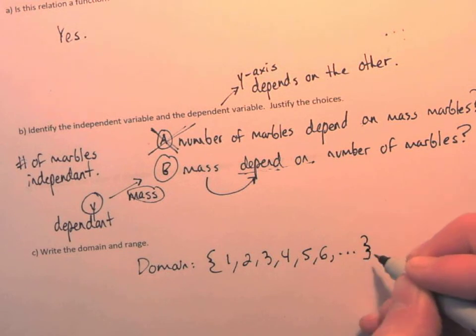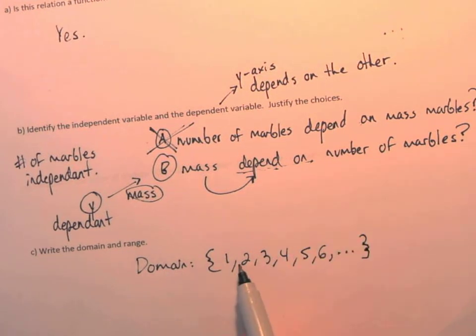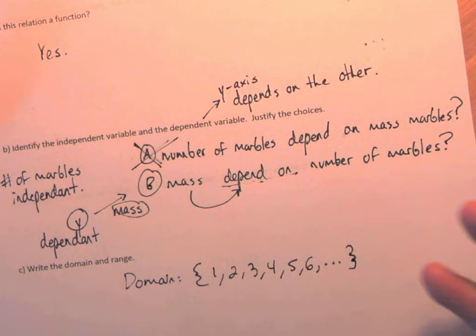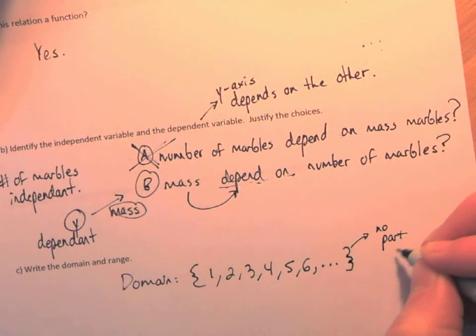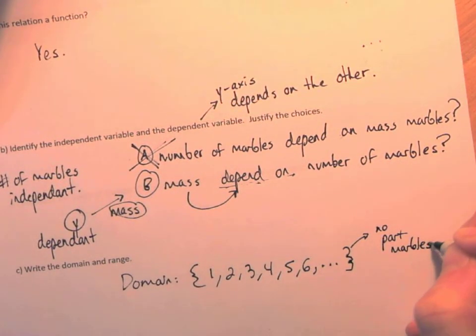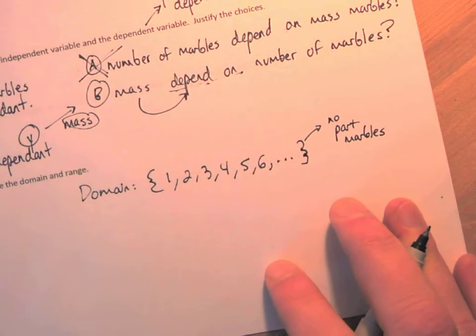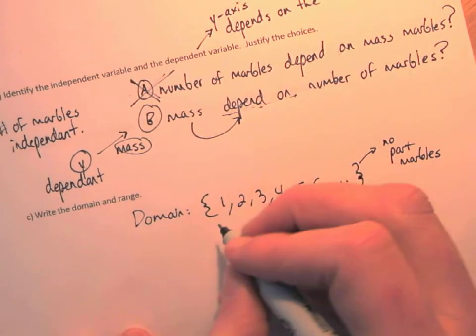And that means it repeats the pattern. So it's going up by 1 every time, so that means it's going to keep going up by 1. And one thing to note is there's no part marbles. So it's the natural numbers we have here. It's not 1.1, there's not 2.5, there's only 1, 2, 3, and all that.